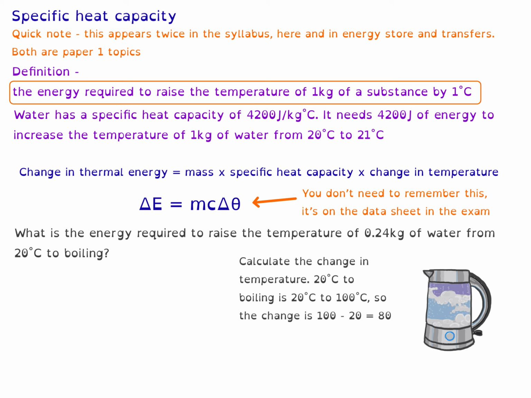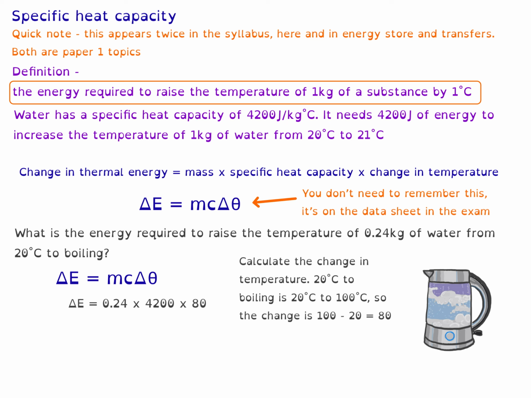Then we need to substitute our numbers into the equation. So our mass is 0.24. Times by our specific heat capacity for water, which is 4,200, and times that by our change in temperature, which is 80.